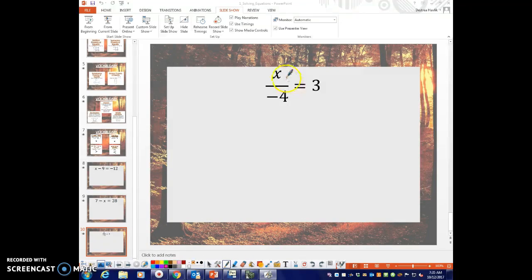All right, so this one is being divided by this negative 4. How do we get rid of divide? Multiply. So we multiply by the negative 4. Multiply by negative 4. This will cancel out. So we're just left with x equals, what's 3 times negative 4? Negative 12. Okay, and that's it.